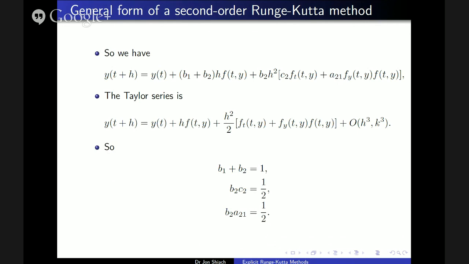So you'll be given, at the moment, 3 equations and 4 unknowns. So you need one of the values of the unknowns to be specified. But let's say I was to give you a value of b1. You can therefore calculate b2. Using that, you can calculate c2. And using that, you can calculate a21. So when I ask you to derive a Runge-Kutta method, it's normally solving what we call these order conditions.